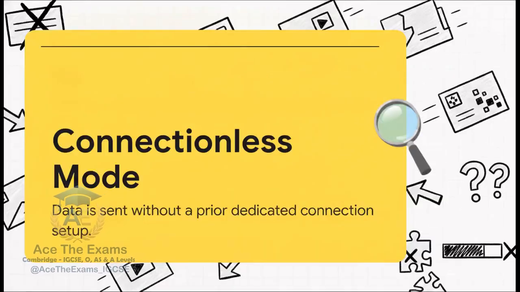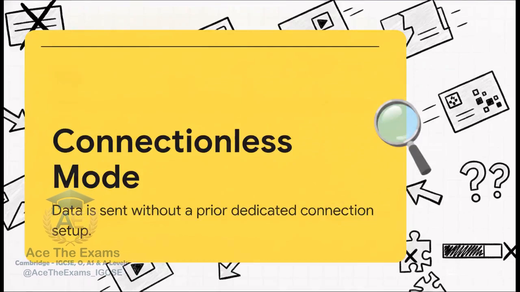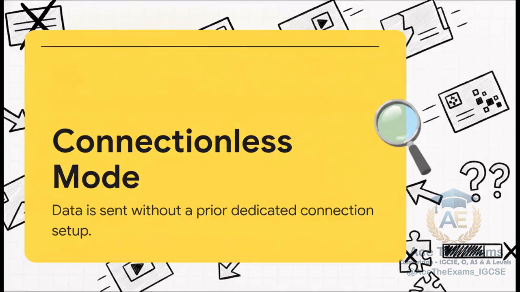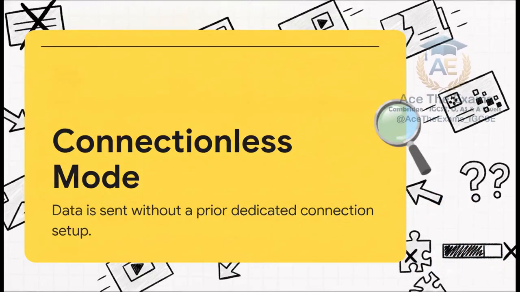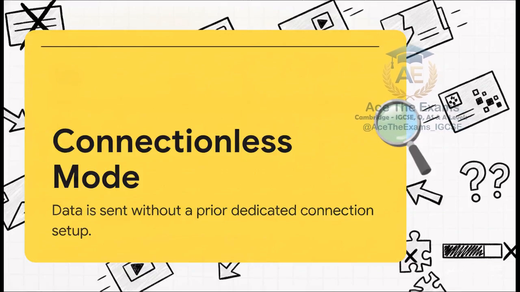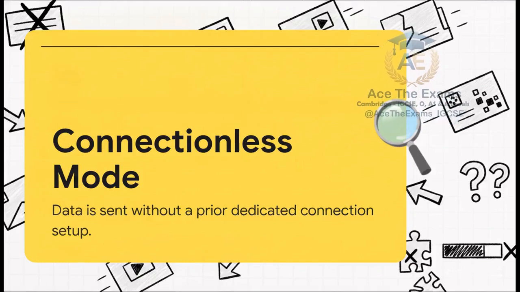Now, conversely, we have connectionless modes like Ethernet, IP, and of course, UDP. They handle data entirely differently, and understanding this stark distinction is your very first step to unlocking those higher-level marks. If TCP is a secure, monitored phone call, UDP is basically dropping a postcard into a public mailbox. You write the address, you slap a stamp on it, you send it off, but there is absolutely no prior dedicated connection set up.